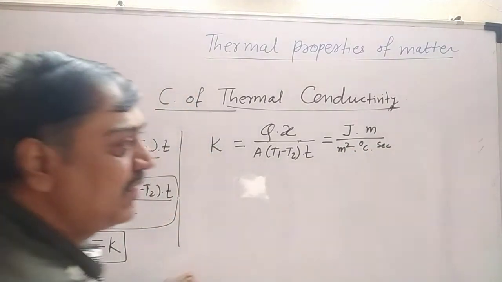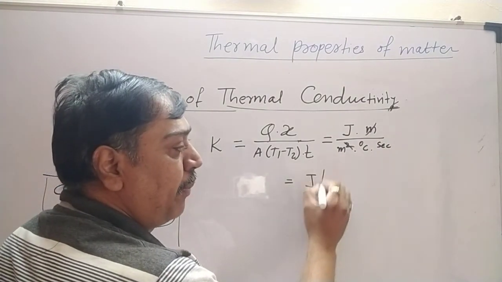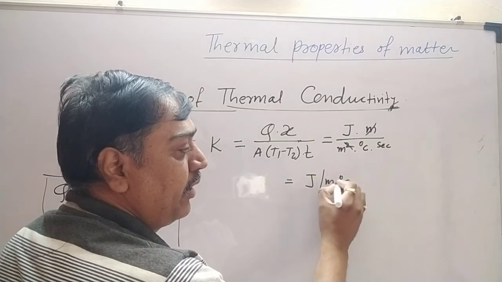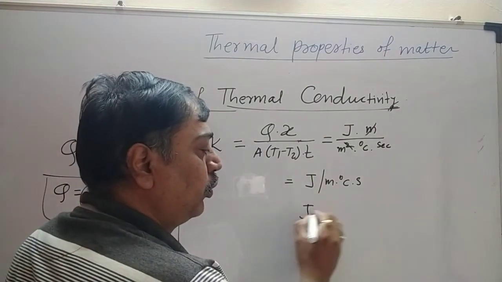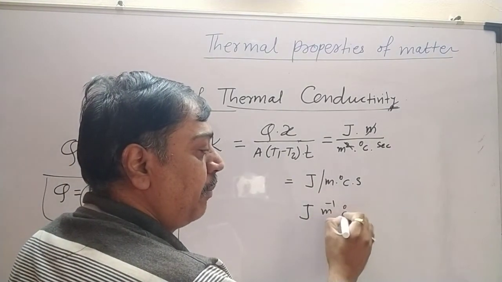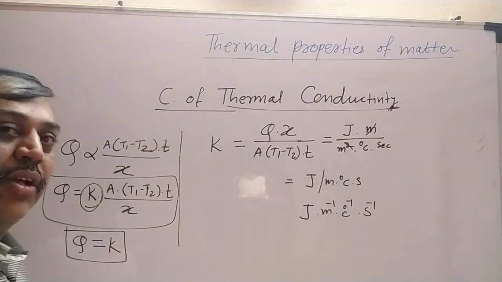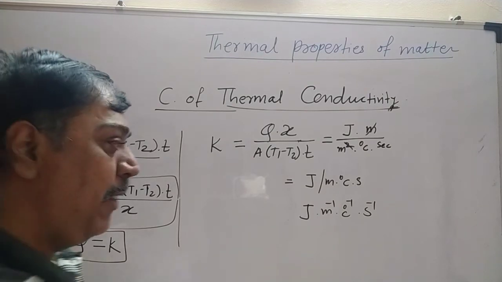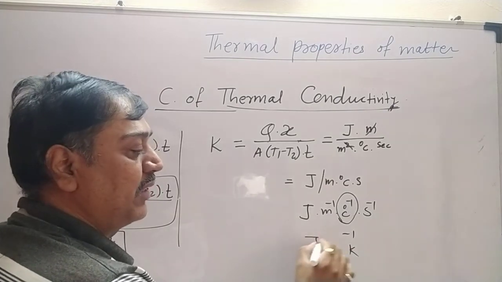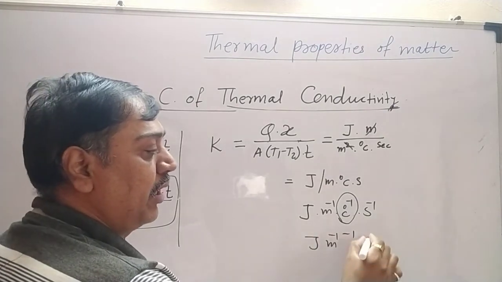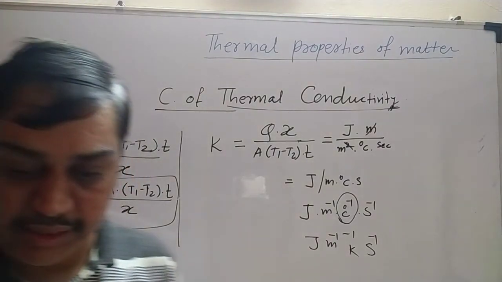Now in this case, this meter gets cancelled with this meter. What is the unit then? Joule per meter per degree Celsius per second. Or we can write this as joule per meter square per degree Celsius per second, which is the unit for the coefficient of thermal conductivity. If you take temperature in Kelvin, then this would be per Kelvin, and the remaining things are the same: joule per meter per Kelvin per second. These are the units for measurement of the coefficient of thermal conductivity.